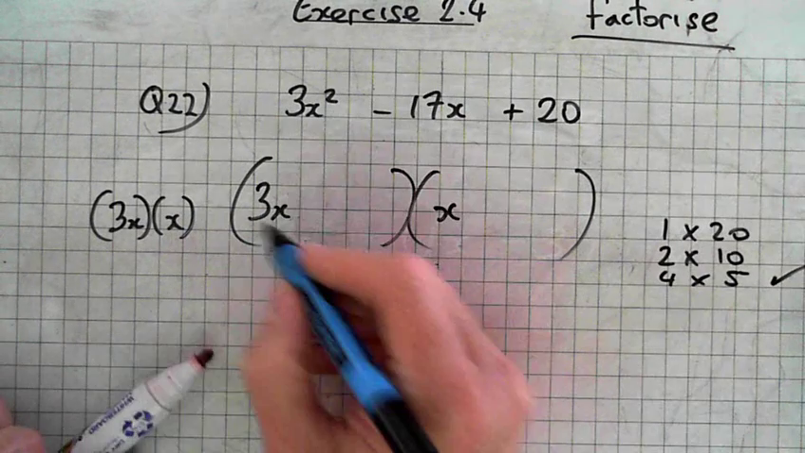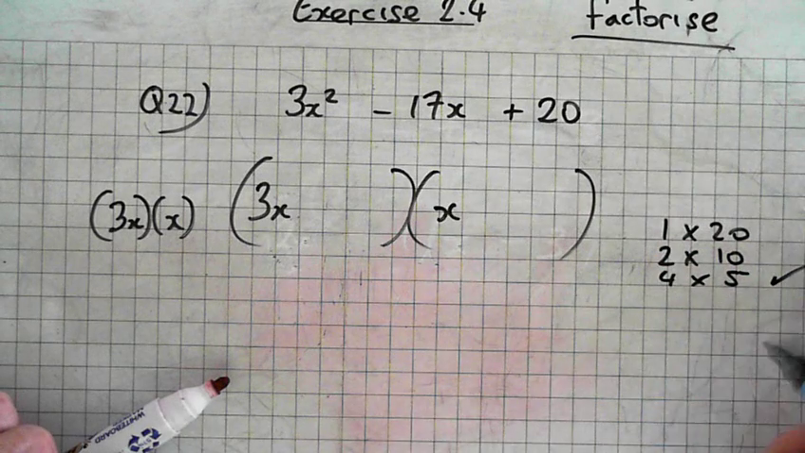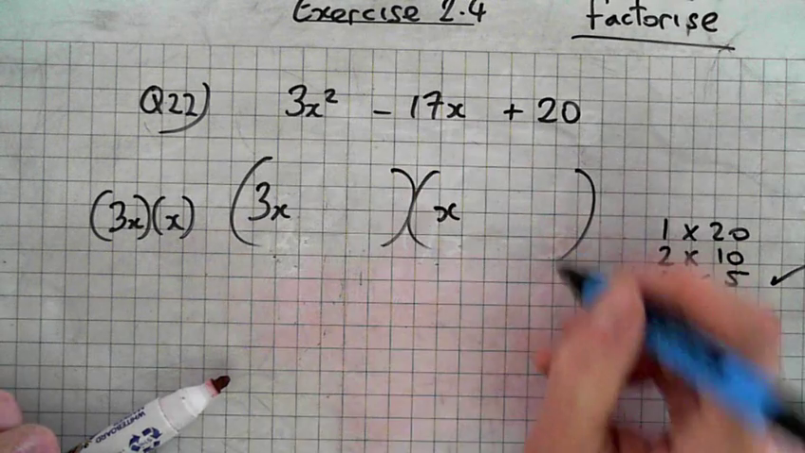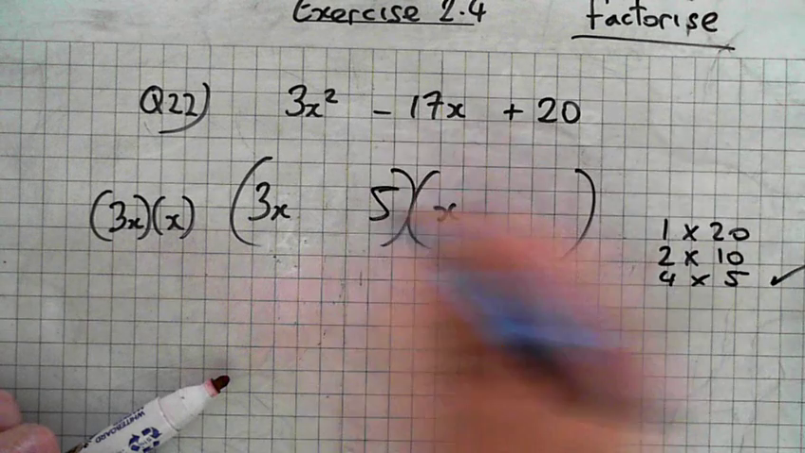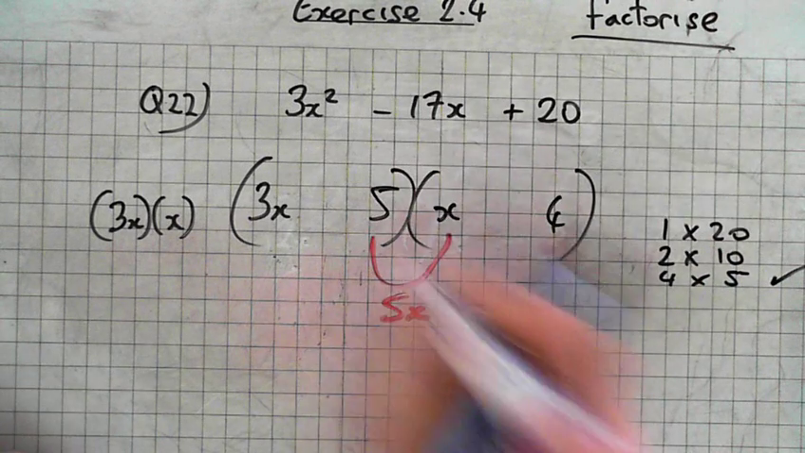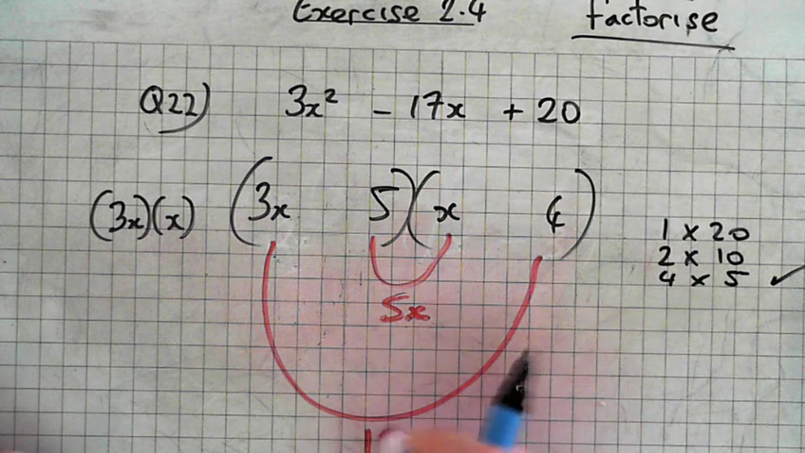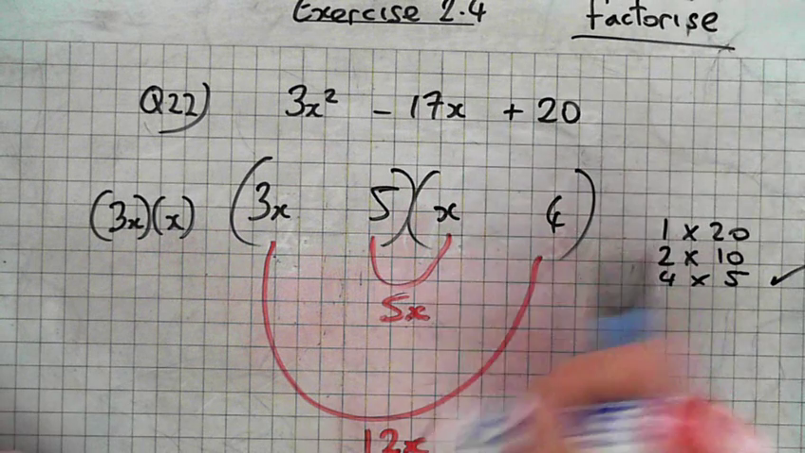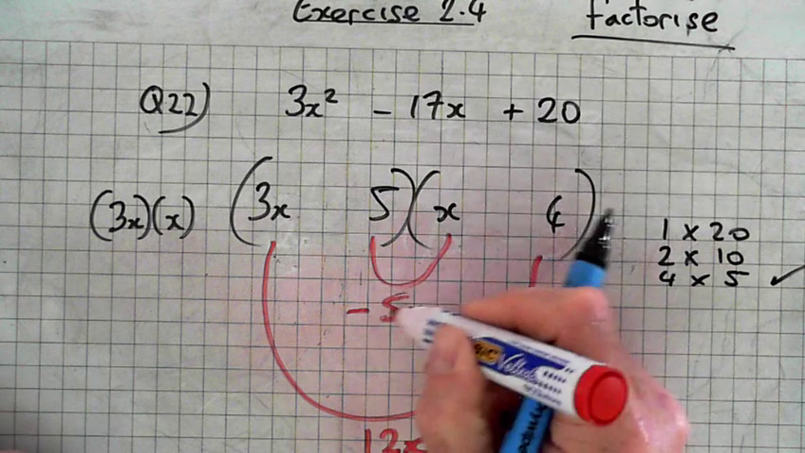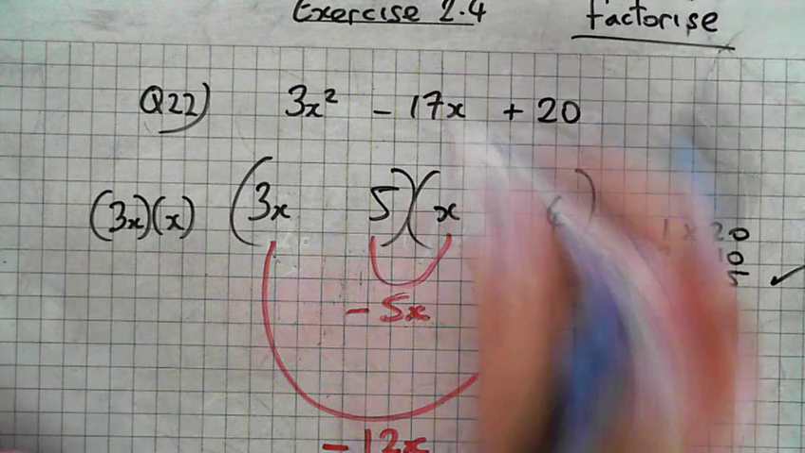Alright, so 3 times 5 is 15. So we'll try it. I'll put in the 5 and the 4. Trial and error. 5 times x is 5x. 3x times 4 is 12x. If I add 5 and 12, do I get 17? Yeah. So I need a minus 5 plus minus 12 gives me minus 17.